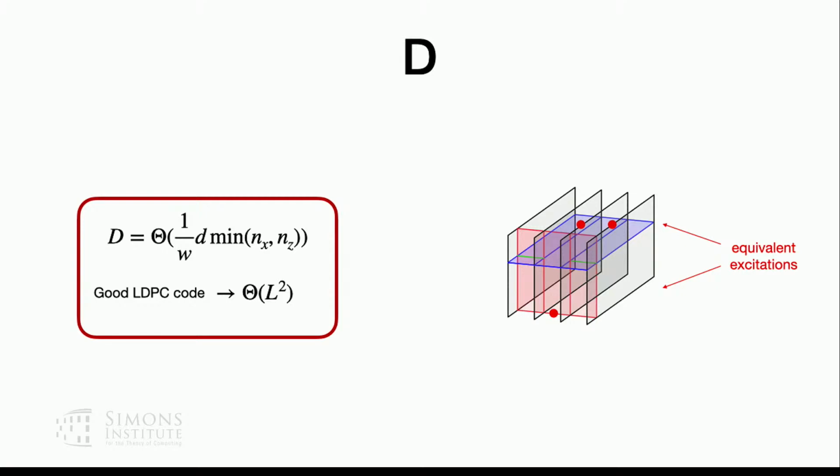So for more general non-LDPC codes, you might not get this optimal distance, but given that W is a constant, you can achieve this L squared if you put in a good code.